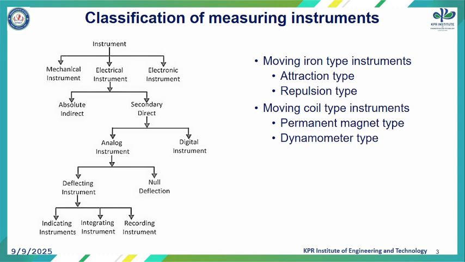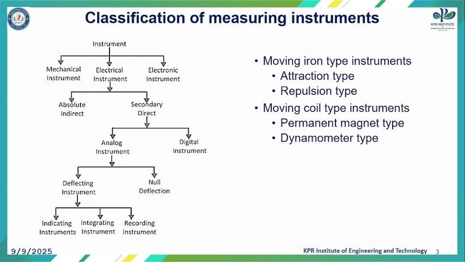Analog instruments are again classified into two categories: one is the deflecting type of instrument, another one is the null deflection type of instrument. This deflection type of instrument is classified into three categories: indicating type instruments, integrating type instruments and recording instruments. So these are all the various classifications of the instrument, and most importantly we are going to discuss two topics here: the moving iron type instrument and the moving coil type instrument.